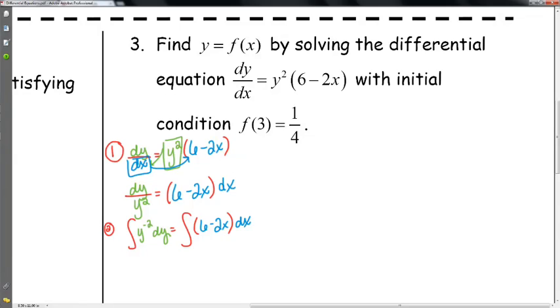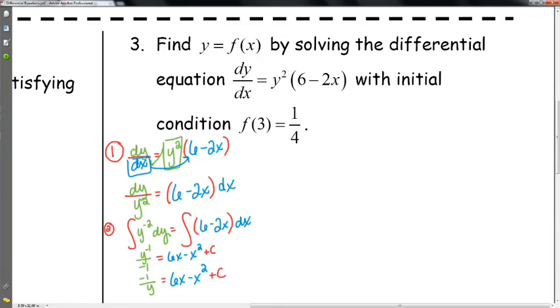So the antiderivative, let's take the antiderivative of the green. So the antiderivative of y to the negative 2 is y to the negative 1 divided by negative 1. And that is going to be equal to the antiderivative of 6, which is 6x. Antiderivative of negative 2x is x squared. And then we're going to add our plus c. So really what this is, negative 1 over y is equal to 6x minus x squared plus c.